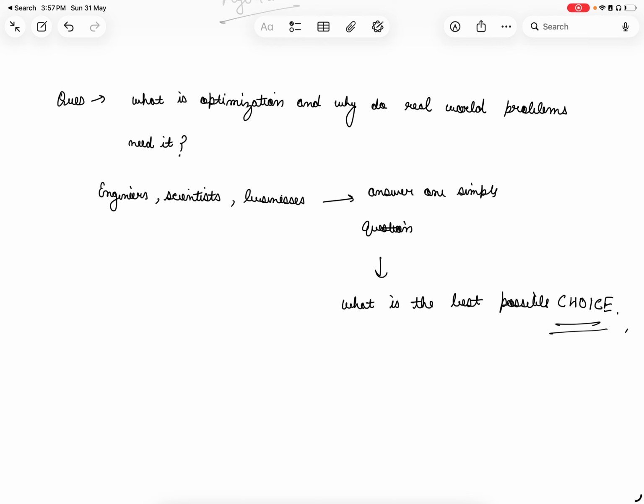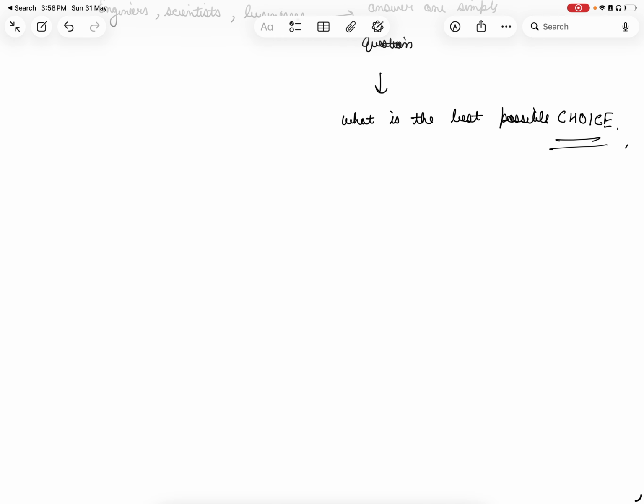Okay, so this choice making is very important, very critical, and in every operation that we have in any sector, any kind of task we are doing, we are always given different kinds of choices. For example, what is the best route for a delivery truck?